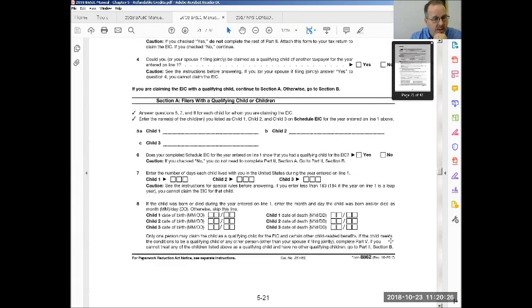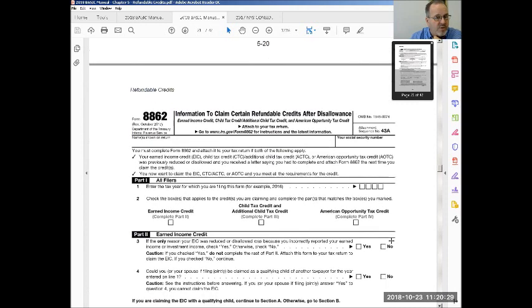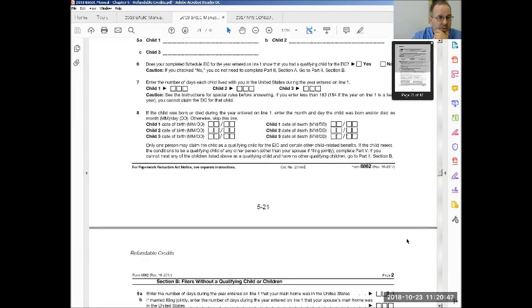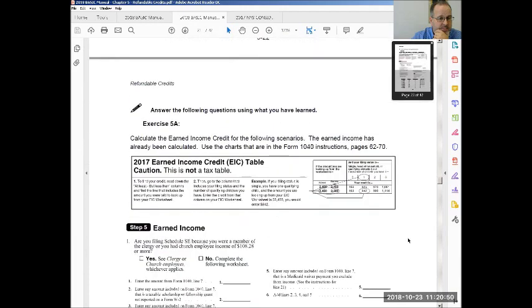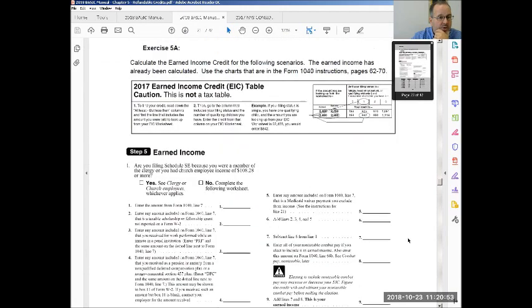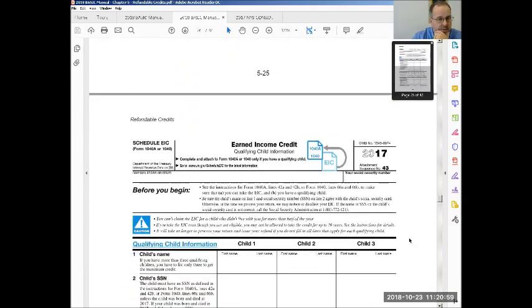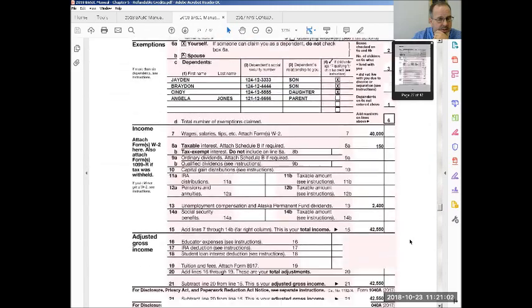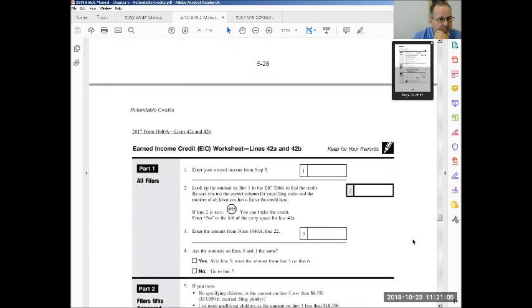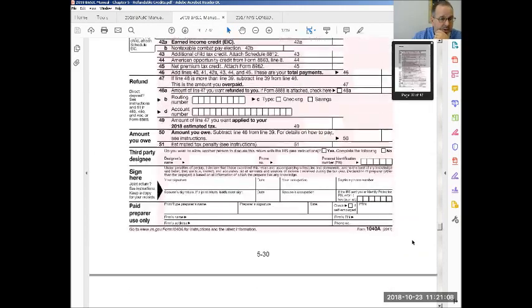Okay. And then they talk a little bit about that form on page 521, 8862. You know, if you have had one of these credits denied, how do you get it back? Okay. And it isn't just simply a get out of jail free card. You're going to have to really prove it. Okay. A little exercise there about the earned income credit tables. Okay. Trying to go through all this. You can tell that earned income credit's a hot topic, right?